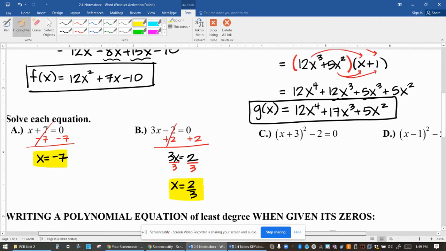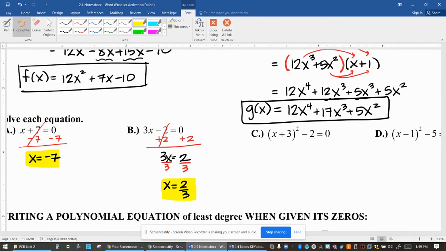Now, if something is given to you in vertex form, so remember, vertex form is a quantity squared and then plus or minus a number. It's called vertex form because you can read directly from the equation what the vertex of a parabola is. So if I was asked to find the vertex, it would be -3, -2. So it's a shift left 3, down 2. That's not what they're asking me for. They're asking me to solve.